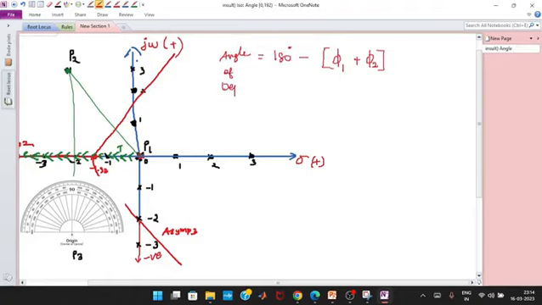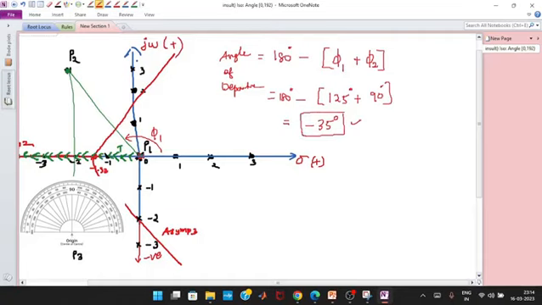So this was the formula. Here 180 degrees is there, and phi 1 is the angle from this one to this one, from P1 to P2, which is 125 degrees. Phi 2 is the angle between P3 and P2, which is 90 degrees. If I add both and subtract from 180, the angle of departure at the pole P2 is minus 35 degrees.